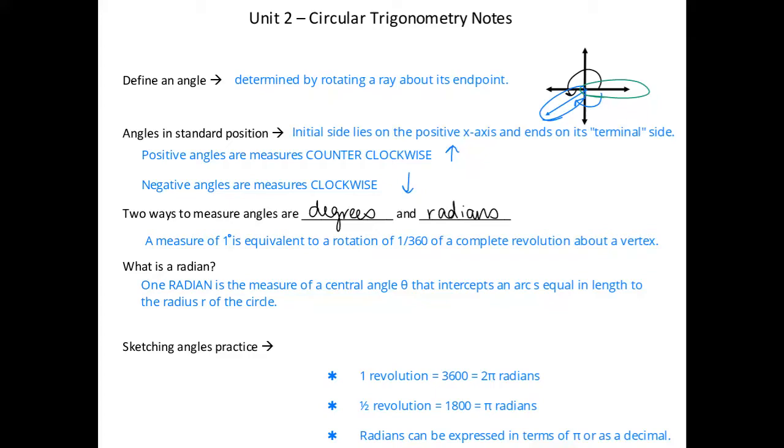And if you did read those websites, you learned that degrees are actually kind of man-made in a way. Somebody decided that a circle had 360 degrees in it, so a degree is equivalent to 1/360th of a complete rotation about a vertex. So if we take a circle and divide it into 360 equal parts, that's what a degree is. So whatever that measurement might be. Obviously, we can use protractors to measure in degrees.